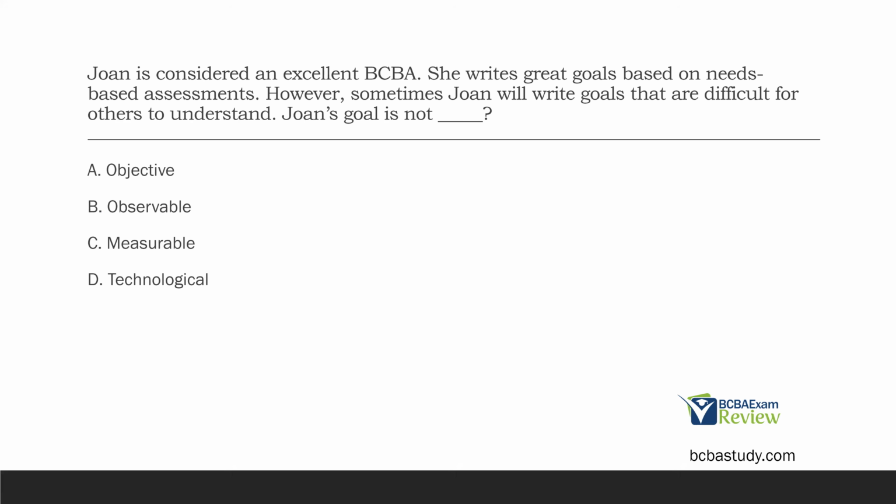You have to use the information given to you in the question. And the only information given in the question is that Joan writes goals that are too difficult for others to understand. Other than that, Joan is excellent. So if her goals cannot be understood by others, Joan's goal is not what? It's not technological.